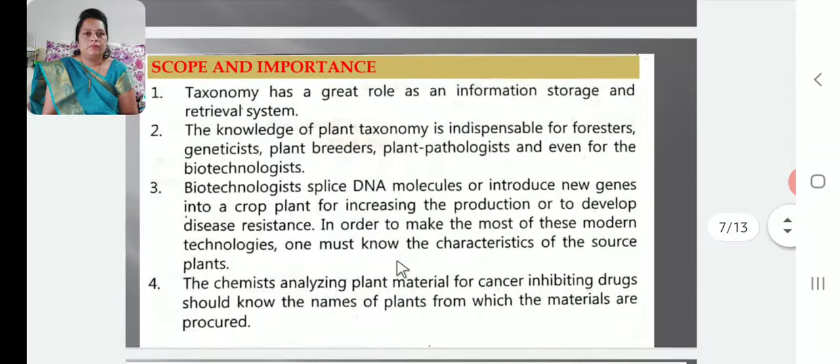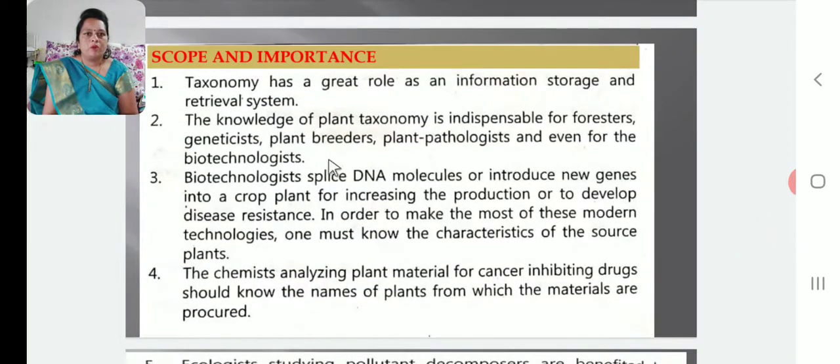Then the next point is the scope and importance. Why study taxonomy? What is the importance of taxonomy? What is the scope of taxonomy? We will see the scope and importance of taxonomy one by one. Taxonomy has a great role in information storage and retrieval systems. Second, knowledge of taxonomy is indispensable for foresters, geneticists, plant breeders, plant pathologists and even for biotechnologists.